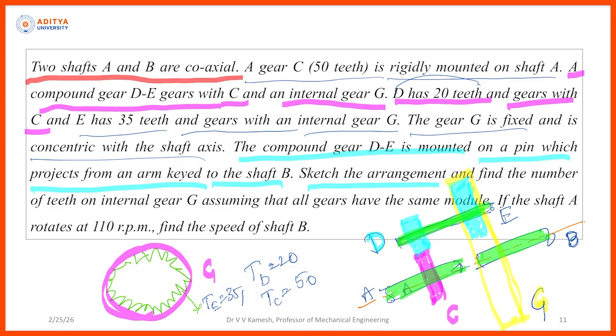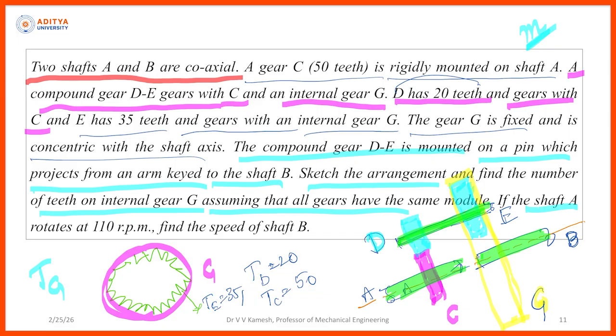Sketch the arrangement and find the number of teeth on internal gear G. So I need to find TG. Assuming that all the gears have the same module. Why are we giving the words that gears have the same module? Whenever we are going for external meshing or internal meshing, whatever it might be, those meshing gears must be of the same module M. So the module of the gears is to be the same. Otherwise, there will not be any meshing. It will be improper.